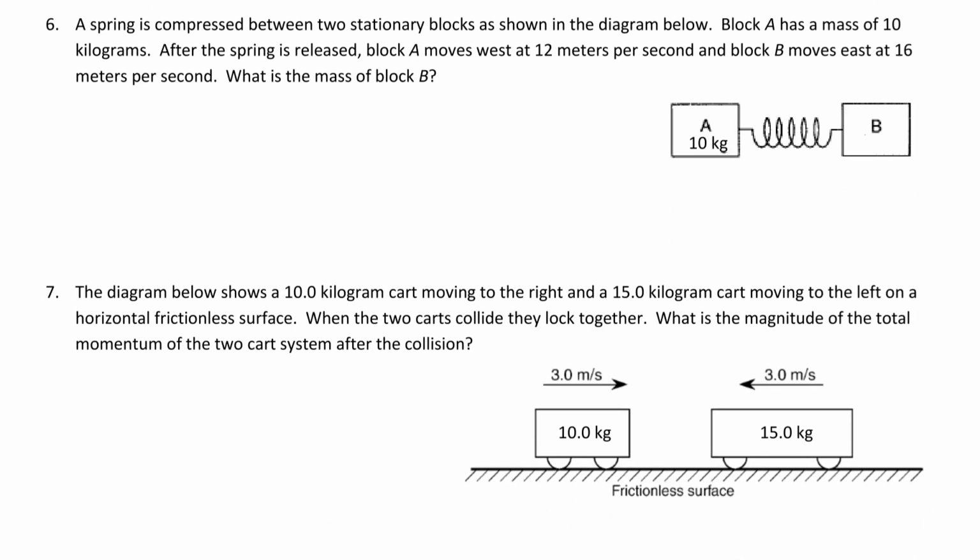Number 6, a spring is compressed between 2 stationary blocks as shown in the diagram below. Block A has a mass of 10 kilograms. So let's use, I should have used A and B instead of 1 and 2 in the last one. Hopefully that wasn't too confusing. I'll try to use that here.